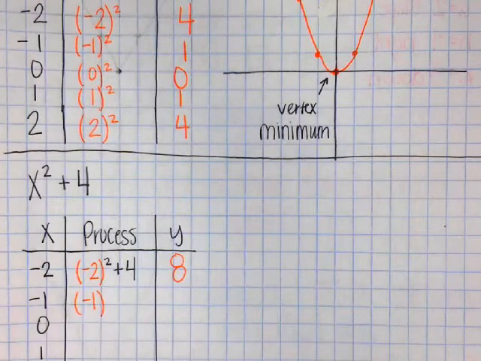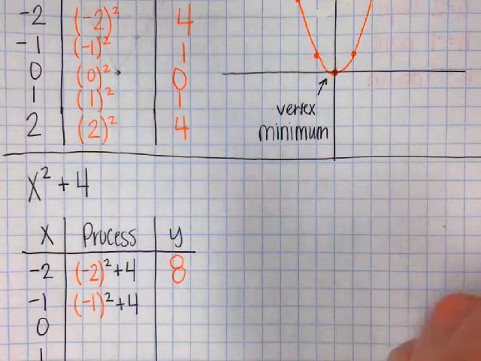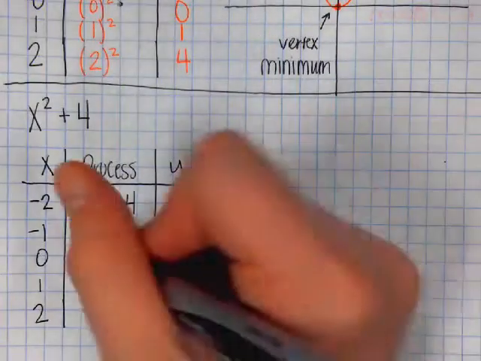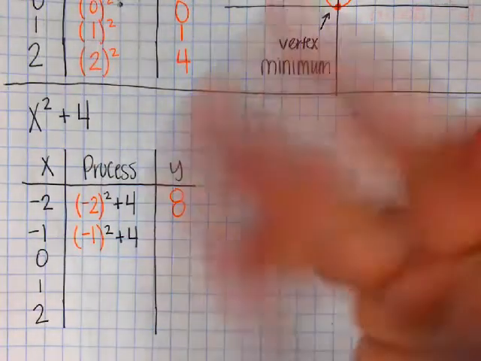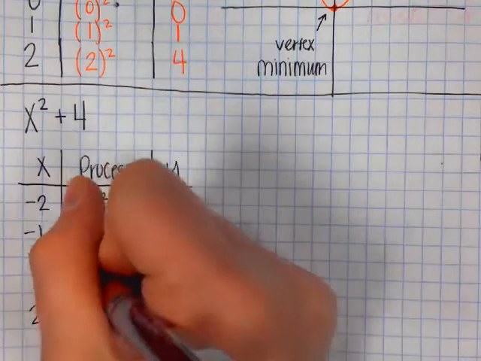Okay, then we're going to do -1 squared plus 4. -1 times -1. A negative times a negative is a positive. 1 times 1 is 1. 1 plus 4 is 5.